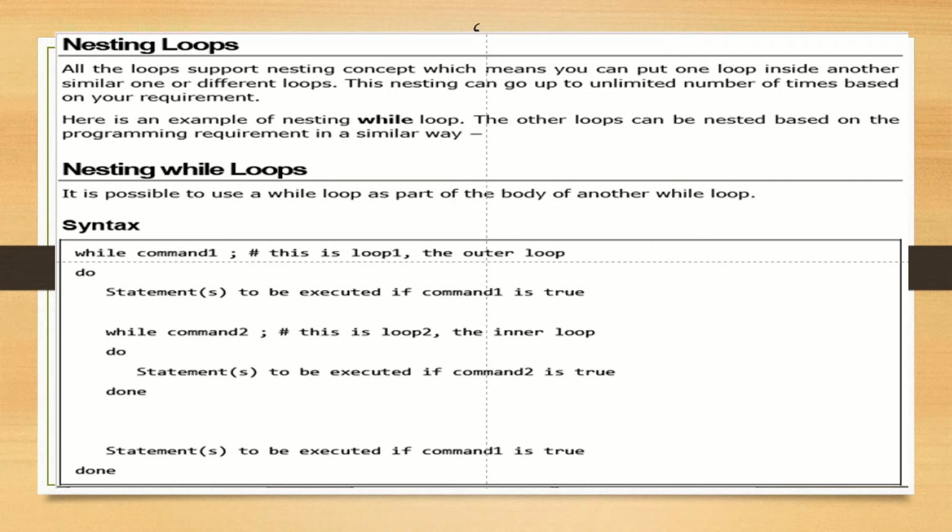Here, do the statements to be executed if the command is true. While command 2, this loop 2 is the inner loop that checks and executes until command 2 is no longer true. It executes the statements, and then after the last one it goes on to the command 1 statements. Then the done statement completes it. This is called a nested loop. First the inner loop is executed, then control comes out to the outer loop. This concept is called nesting of loops.